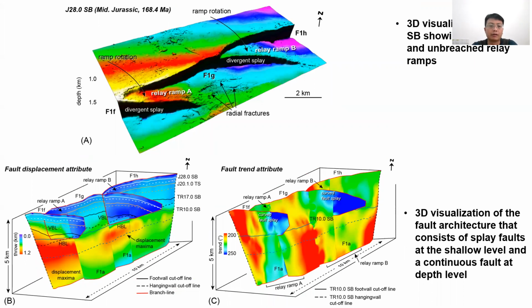In the middle of F1, we show in high resolution relay ramp A and relay ramp B. Relay ramp B has been breached, but relay ramp A has not. We are showing that the relay ramps rotated, and also the faults involved within this fault zone. Again, it shows the displacement maxima at depth and the lower displacement at the shallow levels, but also the fault strain changes as well, because of the fault array development.